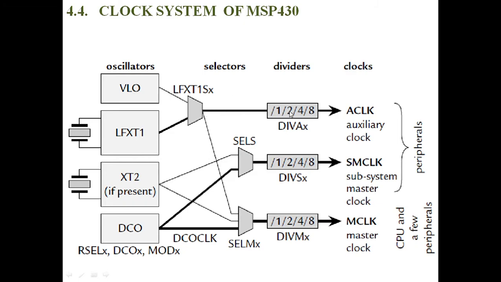Then that is divided by the dividers based on the desired device operating clock frequency. Then that is given to the corresponding device. Like that, the auxiliary clock generates low frequency signals for operating low speed applications. Next, some of the devices contain a second crystal oscillator, XT2.